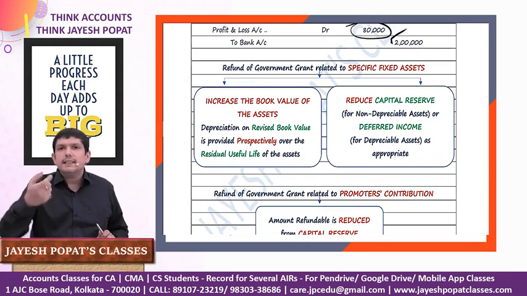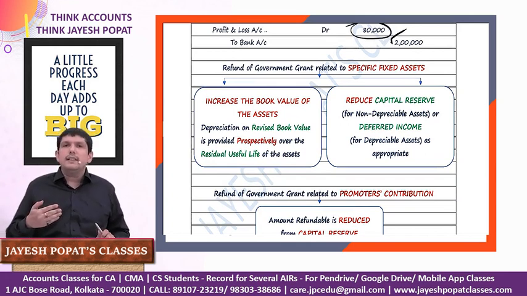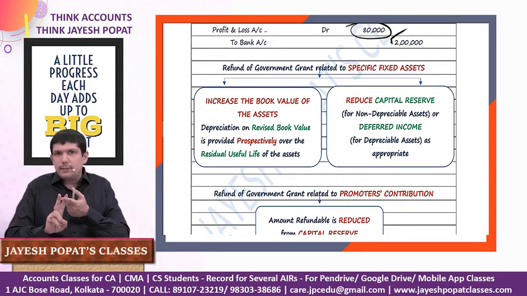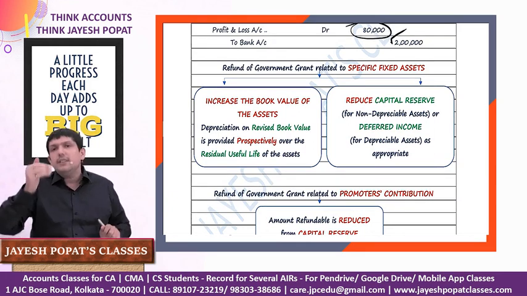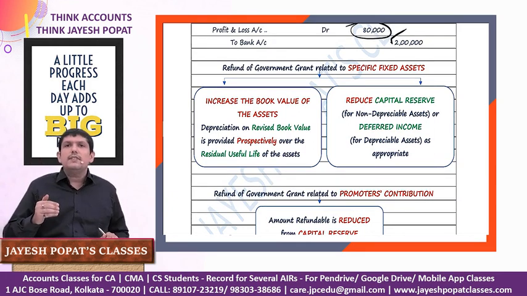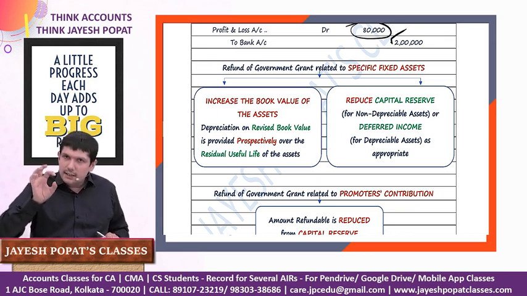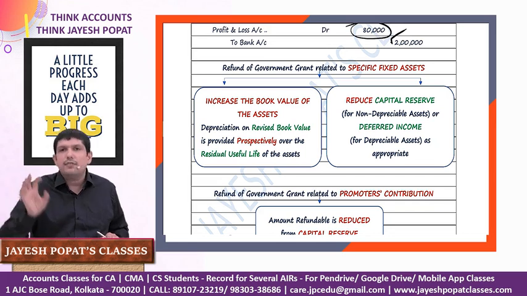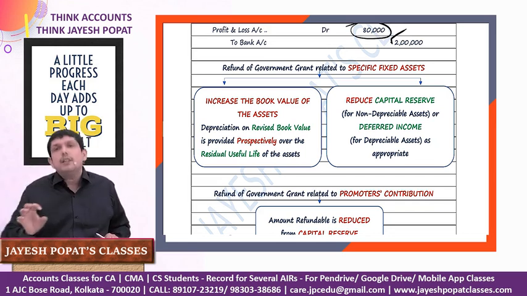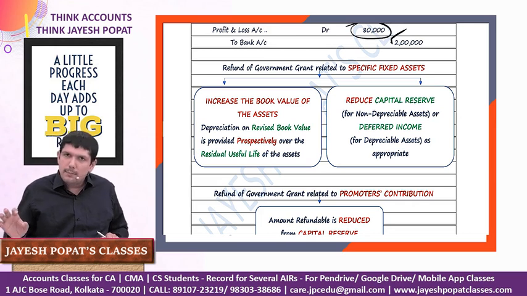Now we'll talk about refund of government grant in relation to specific fixed asset. So we have already discussed that when we receive the government grant in relation to specific fixed asset, there are two treatments we need to do. First, either we can reduce the amount of grant that we have received from the book value of the asset, or the second treatment is that if it is a depreciable asset, we'll treat it as a deferred income, and if it is a non-depreciable asset, we'll credit it to the capital reserve.